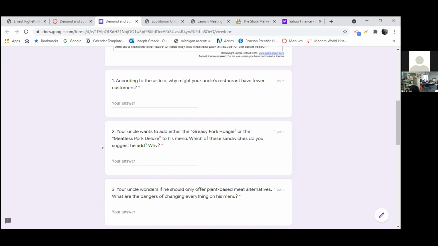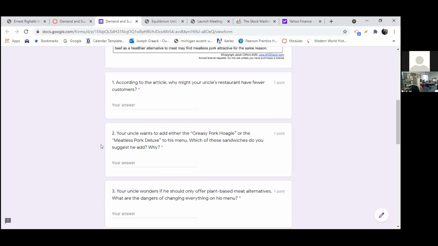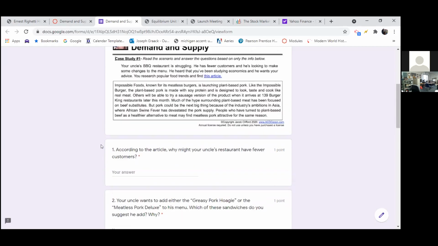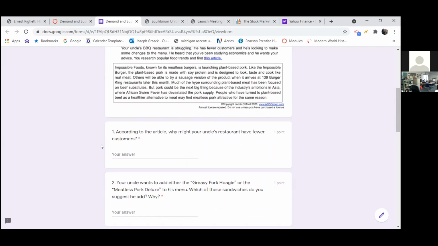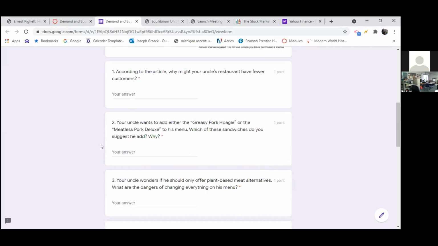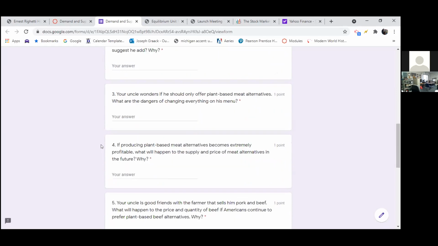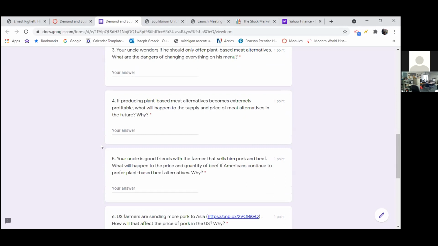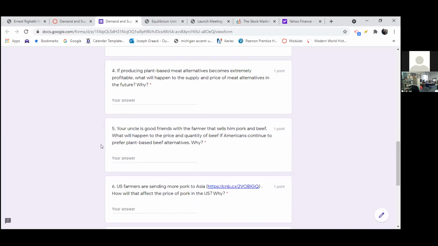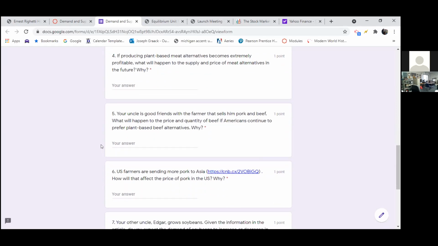So it says, according to the article, why might your uncle's restaurant have fewer customers, right? When you look at that, it could be based off of supply. It could be based off of their income. Your uncle wants to add either the greasy pork hoagie or the meatless pork deluxe to his menu. Which of these sandwiches do you suggest he add and why? Your uncle wonders, and this is going to be from the point of view of businesses, not demand or consumers, if he should only offer plant-based meat alternatives. What are the dangers of changing everything on your menu? If producing plant-based meat alternatives becomes extremely profitable, what will happen to the supply and price of meat alternatives in the future?